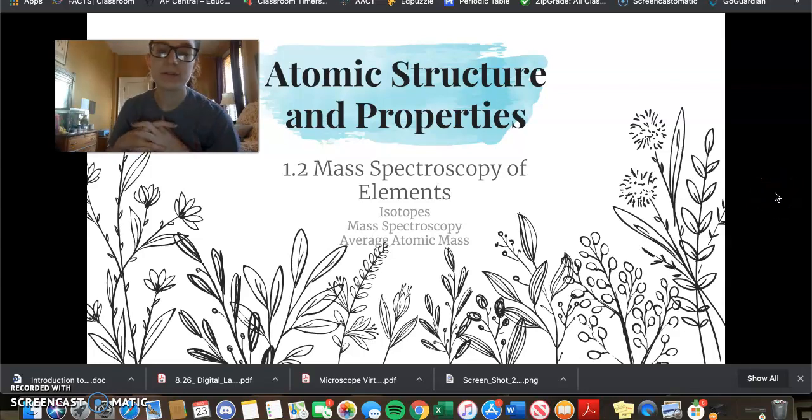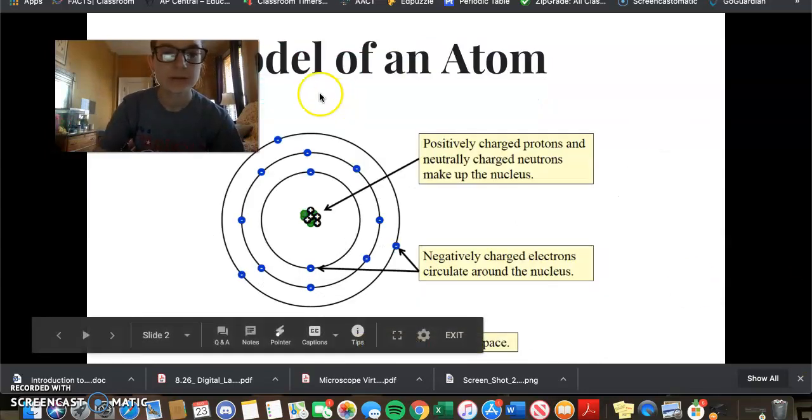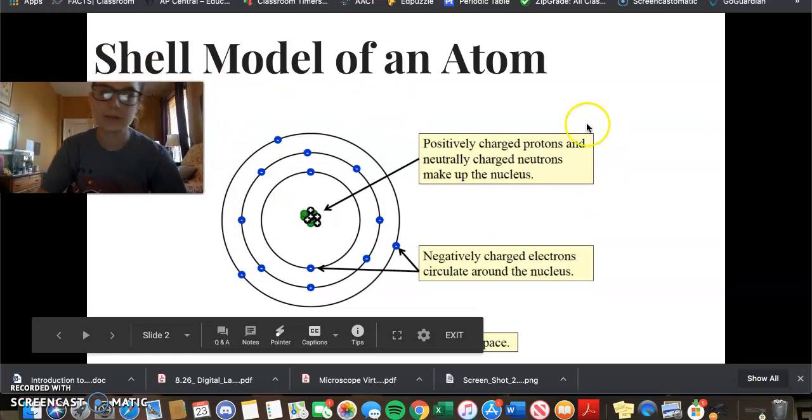Today we're going to be going over Unit 1.2. We'll be talking about mass spectroscopy, which involves isotopes, the actual process of what mass spec is and the output, and average atomic mass. So first we're going to talk about the shell model of an atom.